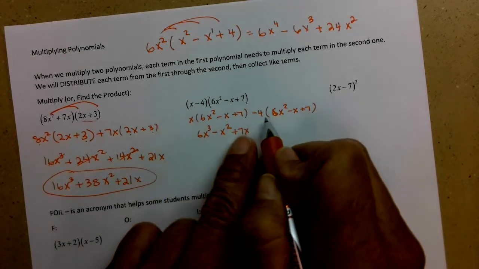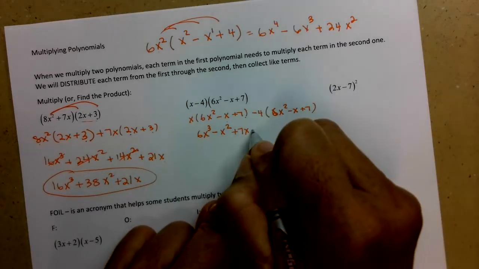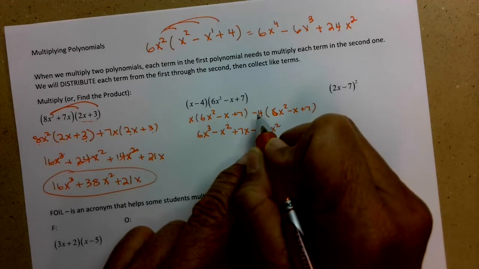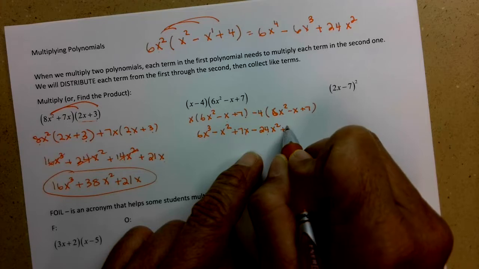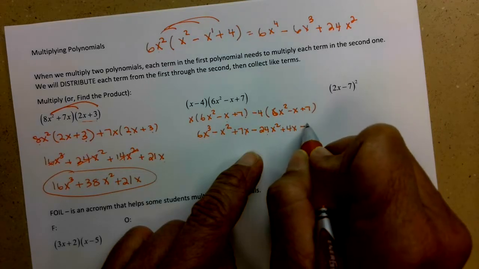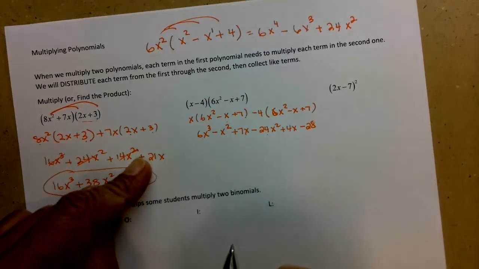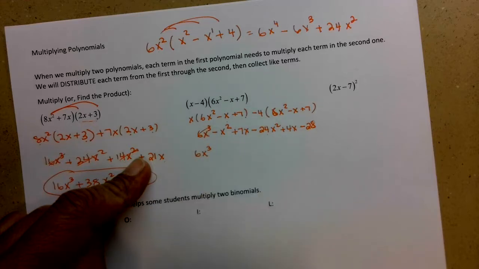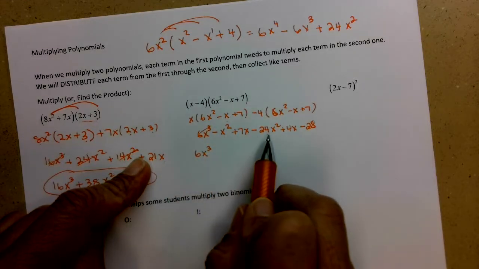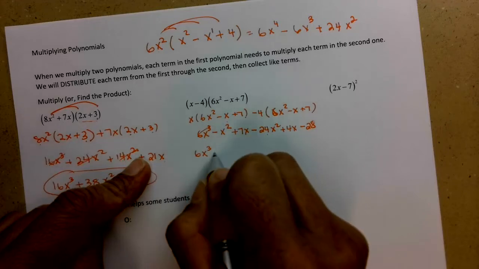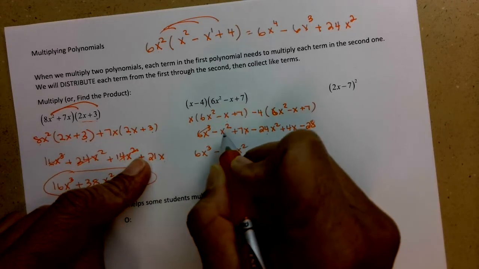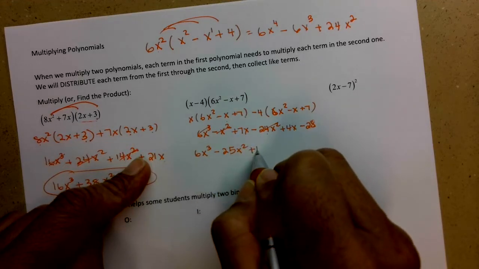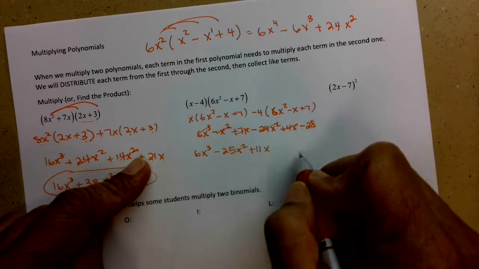So now the x has gone all the way through, so now we're going to do the same thing with the negative 4. Minus 24x squared, so the negative 4 multiplies the 6. Negative 4 times negative x is plus 4x. And then minus 28. And then collect your like terms, so 6x cubed, and then minus x squared minus 24x squared will be minus 25x squared. And 7x plus 4x is plus 11x. And then minus 28.